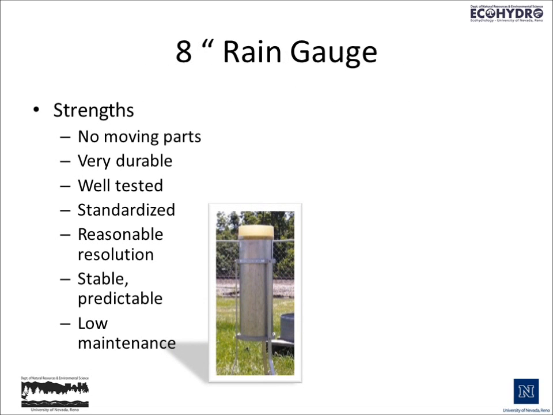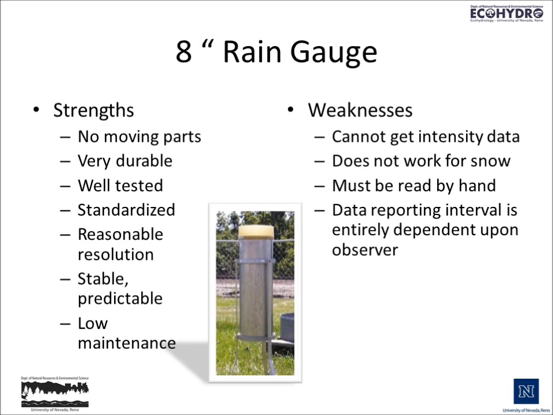Some of the strengths of the 8-inch rain gauge include no moving parts. It's very durable, it's well tested, it's standardized, the resolution is good, it's stable and predictable, and it's very low maintenance. Hardly anything can go wrong with it other than having it tip off level or having the throat at the top be filled with debris, leaves for example.